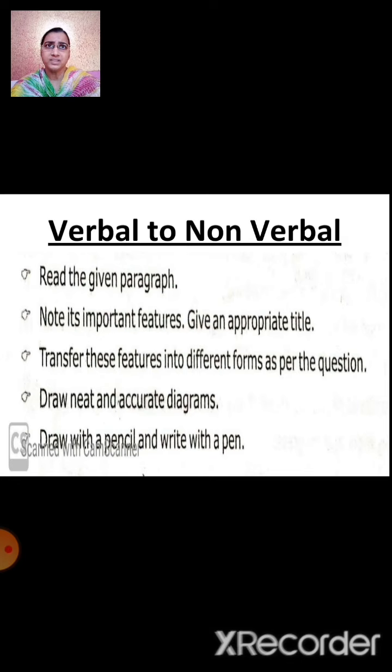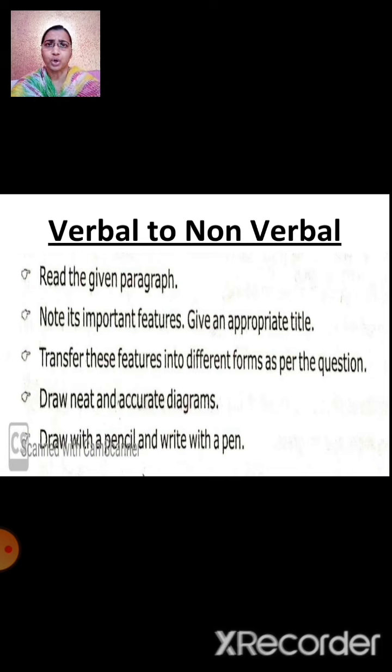There are few rules that need to be followed when we are transferring information from verbal to non-verbal. Like, read the given paragraph, note its important features, give an appropriate title, transfer these features into different forms as per the question, draw neat and accurate diagrams, draw with a pencil and write with a pen. Now let us understand these points first.